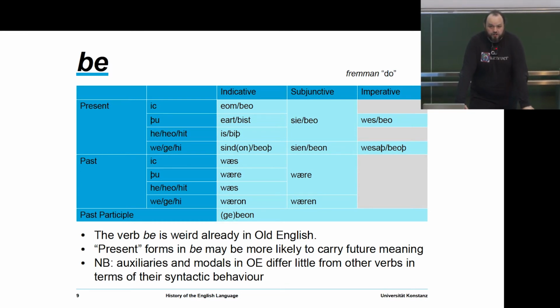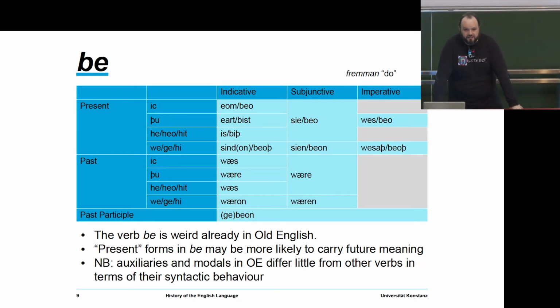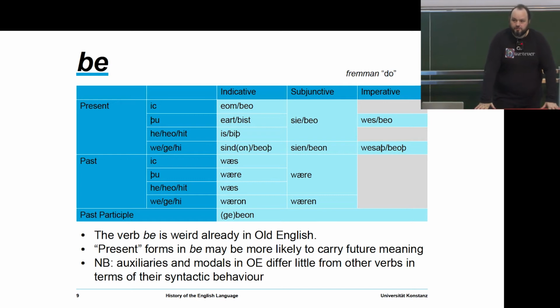The other thing to note about Old English is that auxiliaries and modals are not that much different from normal verbs in Old English. They mostly have normal verb endings. They mostly behave just like the other verbs. They're not quite as distinct as they are in modern English. So in modern English, the modal verbs are really completely different. But in Old English, they are very, very similar.